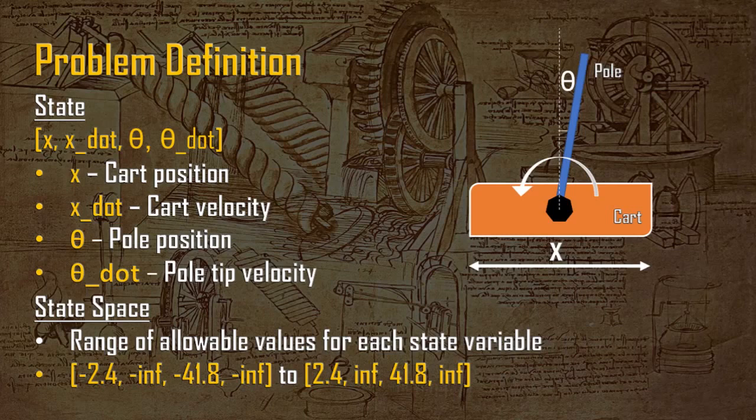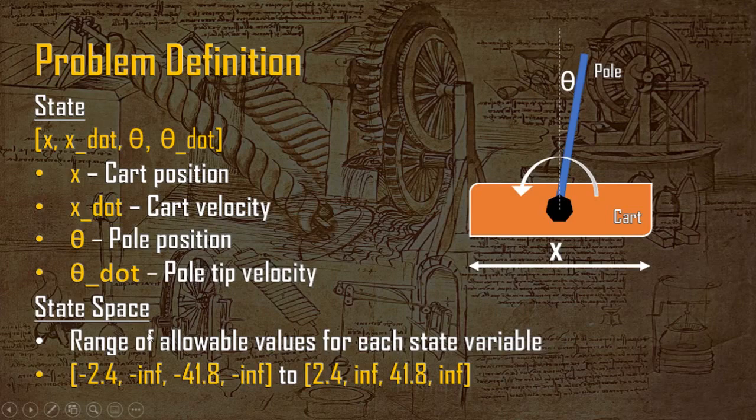So the way that I've defined the state is x, x dot, theta, and theta dot. x is the cart position, x dot is the cart velocity, theta is the pole position, and theta dot is the pole tip velocity, the rate of change of the angle.